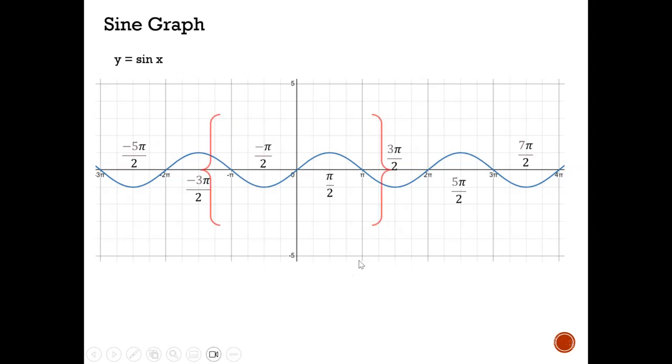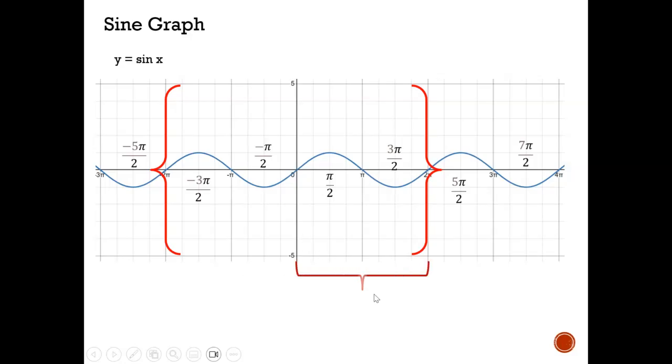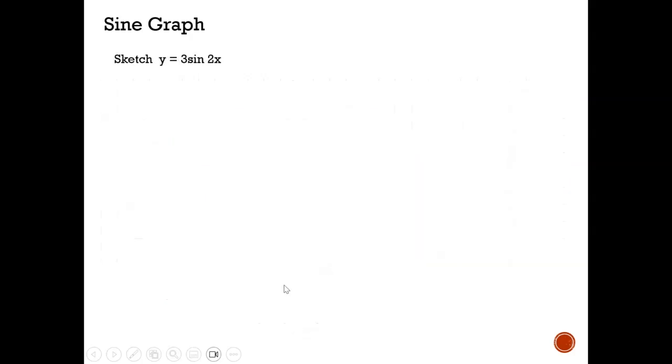And again, these are the two periods that they want you to graph, I believe in WebAssign or in your homework. They don't want you to go by one. They want you to do two periods, the negative one and the positive one. This is one period, and the whole thing will be two periods. Now let's graph another one.